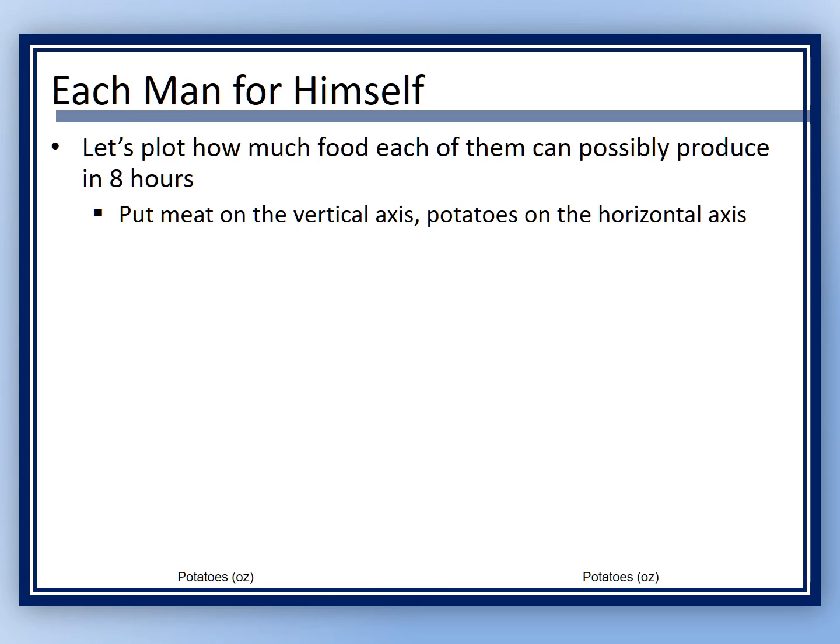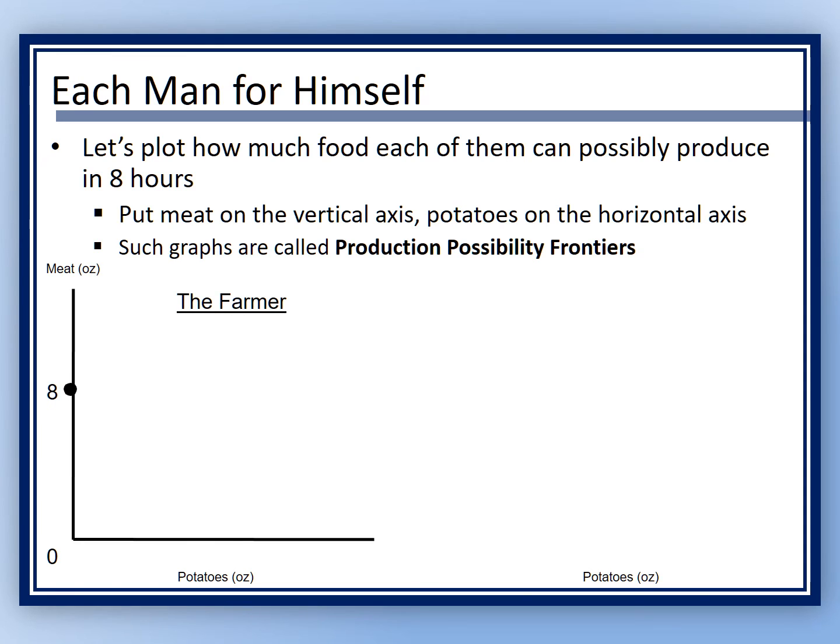8 hours working day. That doesn't exist in Hong Kong. Multiply that by two, you get something more realistic. Such graphs are called production possibility frontiers, and they look like that, right? So let's say for the farmer. If the farmer focuses all his effort in producing meat, he can produce 1 ounce of meat per hour. For 8 hours, he can produce eight. He can produce 4 ounces of potatoes per hour. For 8 hours, he can produce 32. Join them by a line, you get what he can possibly produce. Now, every point on this blue line can be produced by the farmer, right?